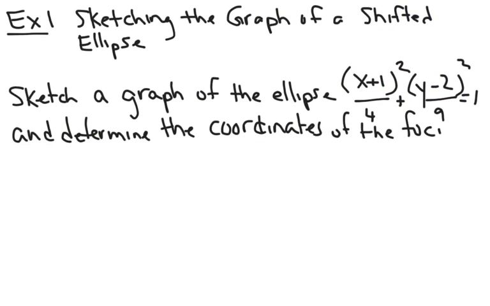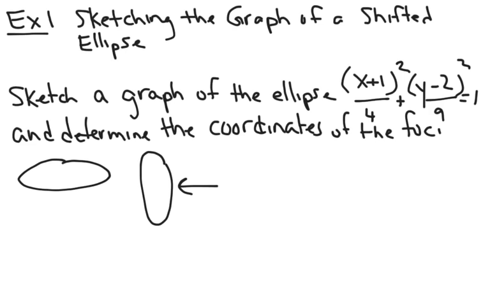Let's sketch a graph and find the foci of a shifted ellipse. The shifted ellipse is x plus 1 squared over 4 plus y minus 2 squared over 9 equals 1. First of all, how do you determine how the graph of an ellipse is elongated? Is it elongated horizontally or vertically? Which way it's elongated has to do with which variable has the bigger number under it. Since y has the bigger number under it, it's going to look like this.